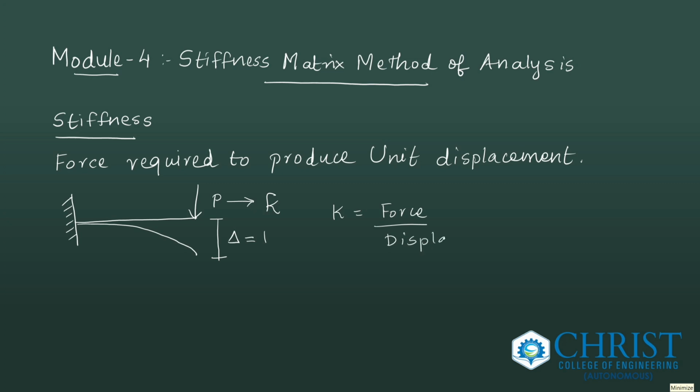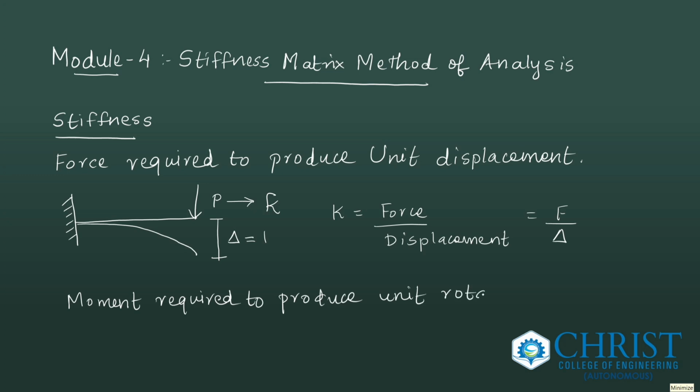A force which produces unit displacement is called stiffness. Stiffness is an inherent property of the structure. Stiffness is force by displacement, and displacement will become delta equal to 1. Okay, this is the first definition. This is same for moment, that is moment required to produce unit rotation. Okay, instead of force we represented it as moment. Instead of displacement, meaning translation, we represent it as rotation.